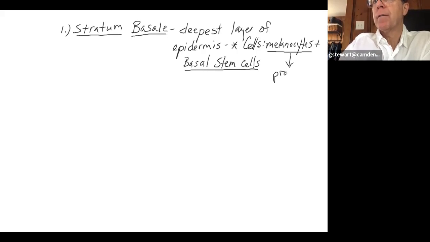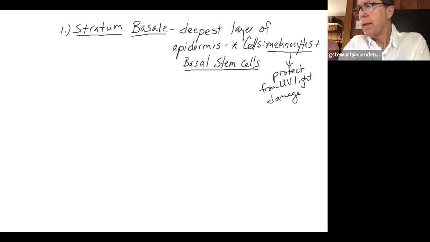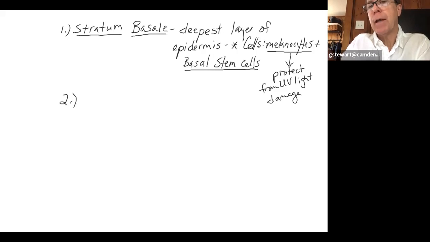To protect from UV light damage. That's the stratum basal. Now I'm going to go to the next layer. I'll draw a nice picture of all of these layers as soon as I list them all in word form.